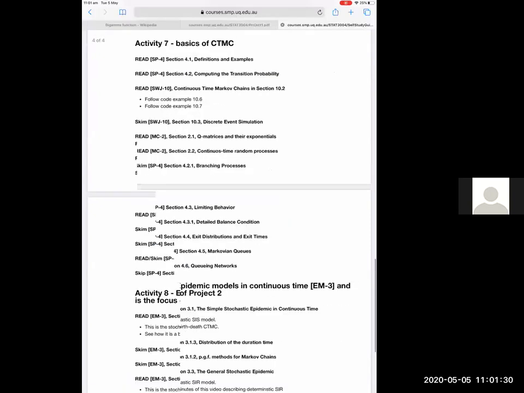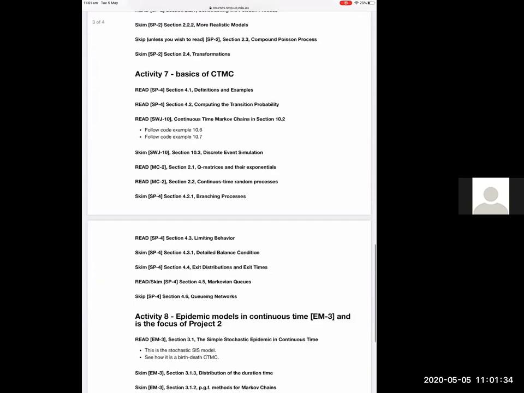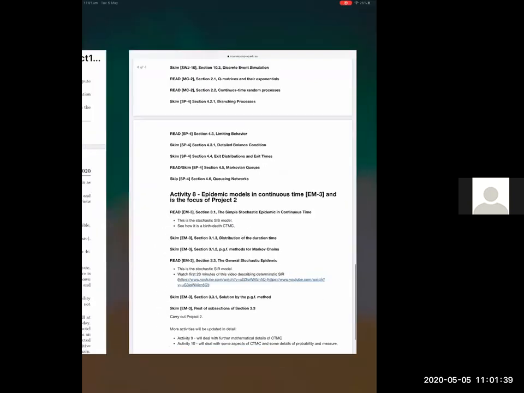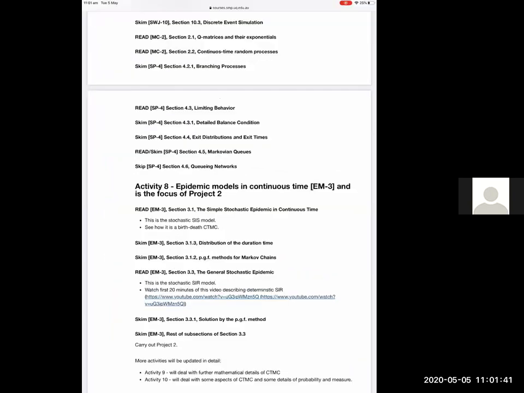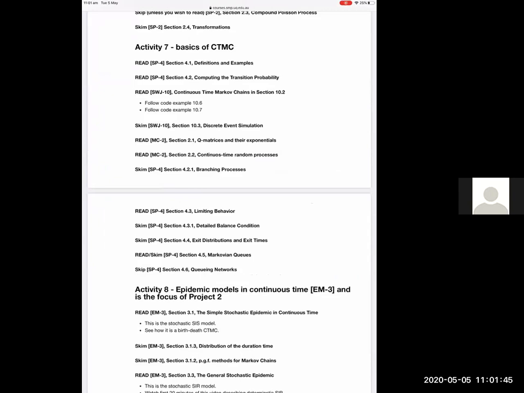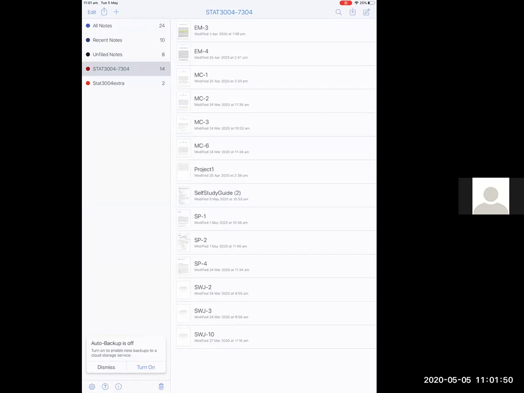So now you've got activity 7 and activity 8 in quite some detail, and these are the two activities that are taking you through Project 2. Okay, so let's go and start doing that. Are there any questions in general?